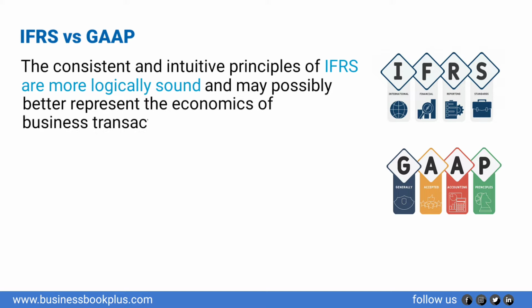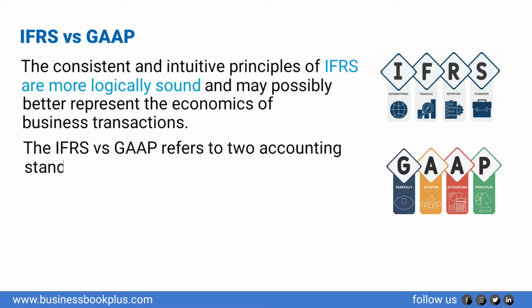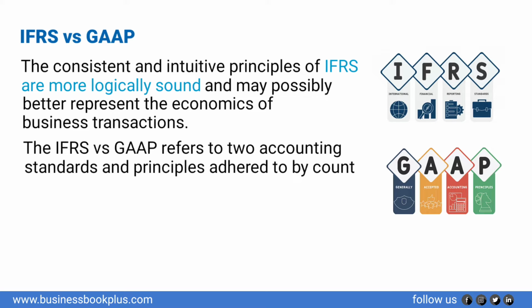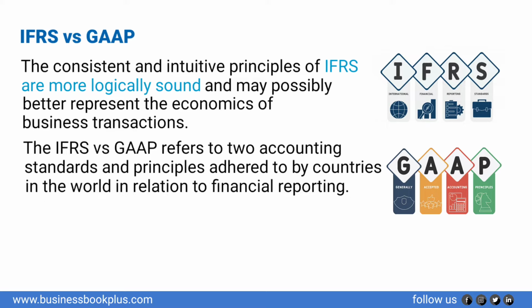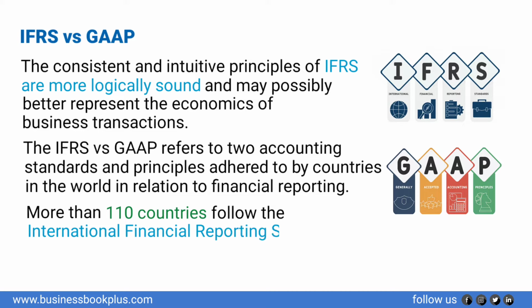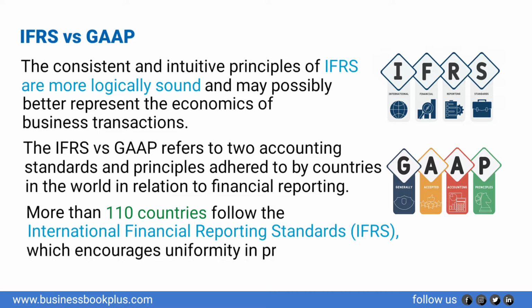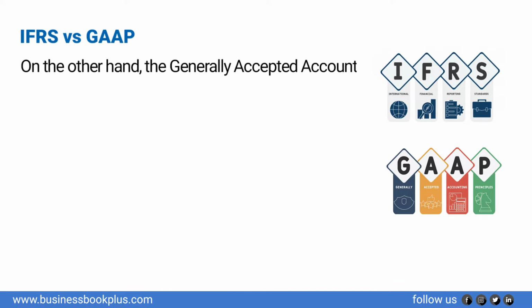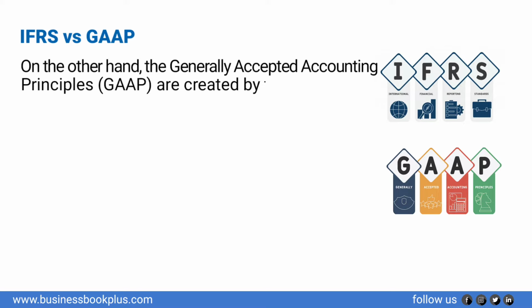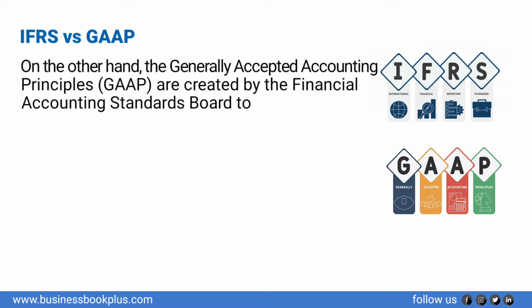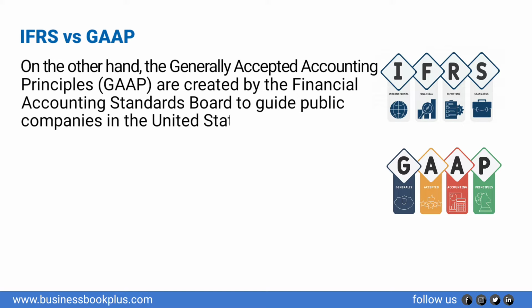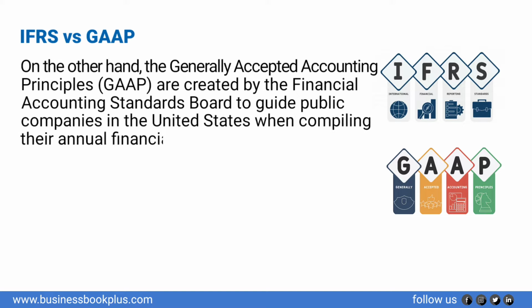economics of business transactions. The IFRS versus GAAP refers to two accounting standards and principles adhered to by countries in the world in relation to financial reporting. More than 110 countries follow the International Financial Reporting Standards, which encourages uniformity in preparing financial statements. On the other hand, the Generally Accepted Accounting Principles, GAAP, are created by the Financial Accounting Standards Board to guide public companies in the United States when compiling their annual financial statements.